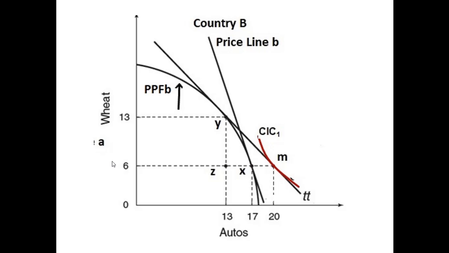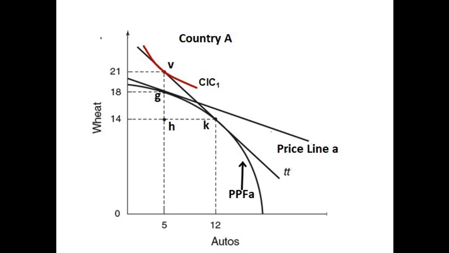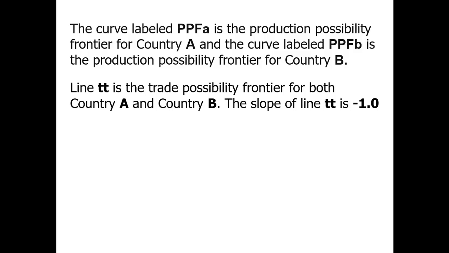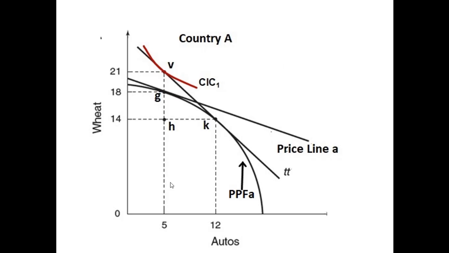The next thing is to know that when a country trades, where on the production possibility frontier they produce is going to be related to the line TT, the terms of trade line, or the trade possibility frontier. Terms of trade represent the international relative price line. All of these are the same name for the line given in the graph labeled TT.